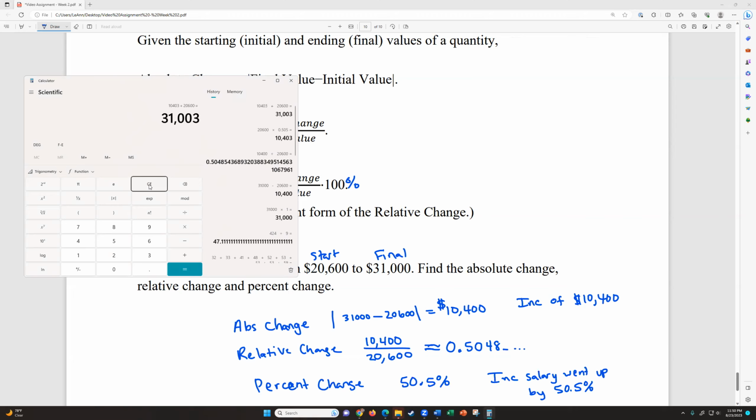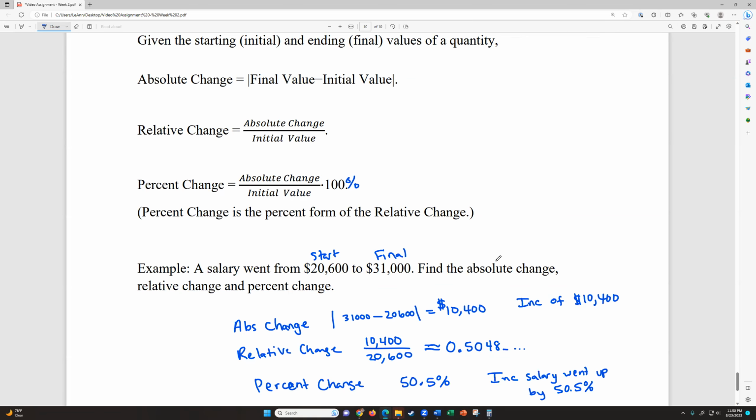Now we're off a little bit because we rounded. So yeah, this person did not get like a 2% raise. They got like a 50.5% increase on their salary. And that's probably maybe a position change. Usually that wouldn't happen in a year. Maybe they became a manager, or something like that.